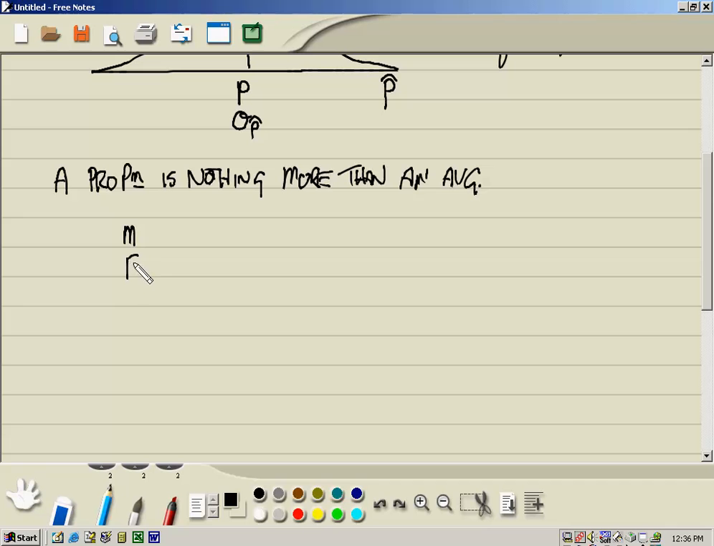Next one's a male, next one's a female, female, male, female. Let's talk about the proportion of females in this group. Clearly there's just 3 out of 5. One way to make this become an average is for every female to put the value 1, and for every male put the value 0. So our first one's male, so 0, second female is 1, female 1, male 0, female 1.